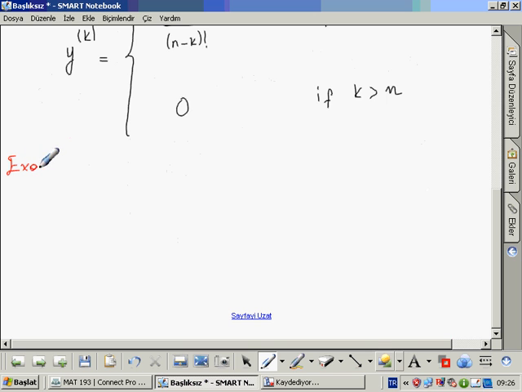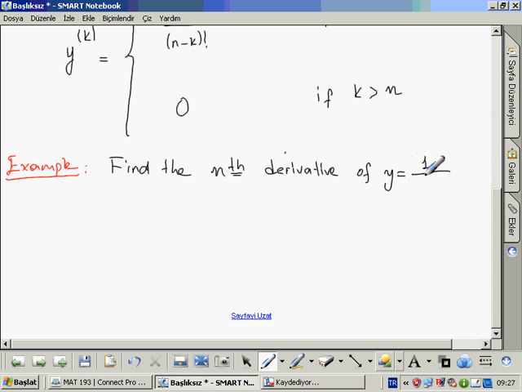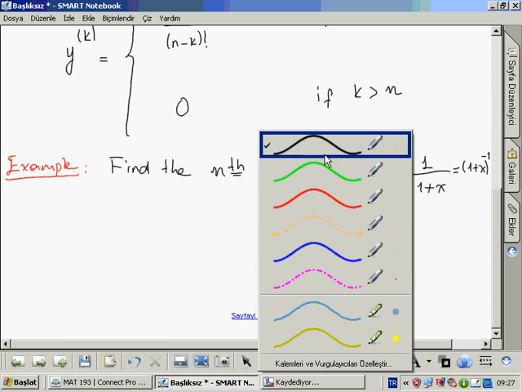Example. Find the nth derivative of y equals 1 over 1 plus x, or in another way, 1 plus x to the power of minus 1, and let's find its nth derivative.